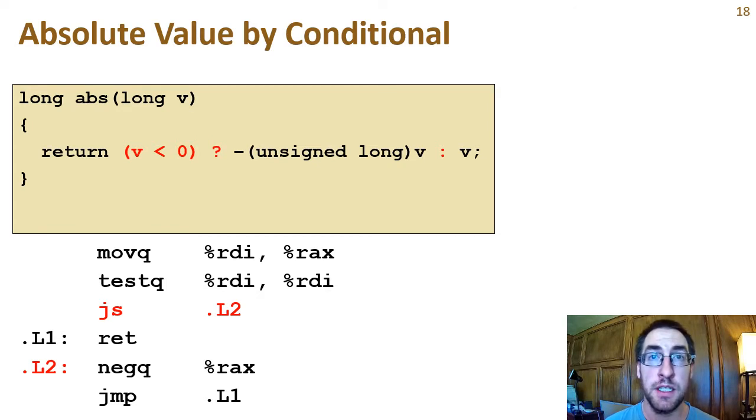The condition used in the assembly here is the less than inequality. So the jump variant chosen is JS, which stands for jump if sign set. In other words, jump if negative. This means the program execution will jump if v is negative. From the C code, that means jumping to the code that follows the question mark, which will return the negation of the unsigned long cast of v.